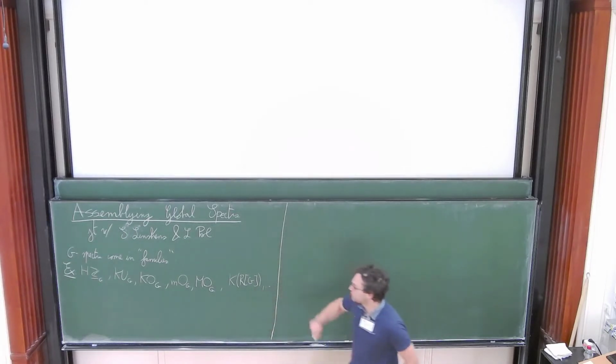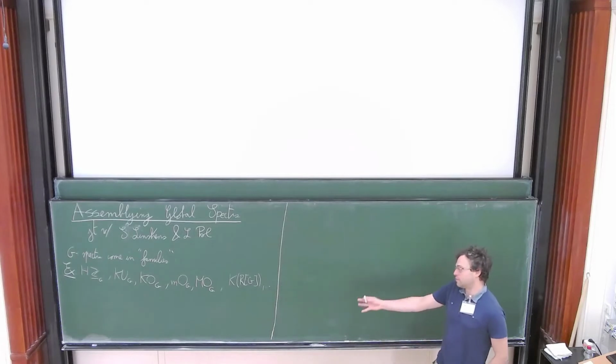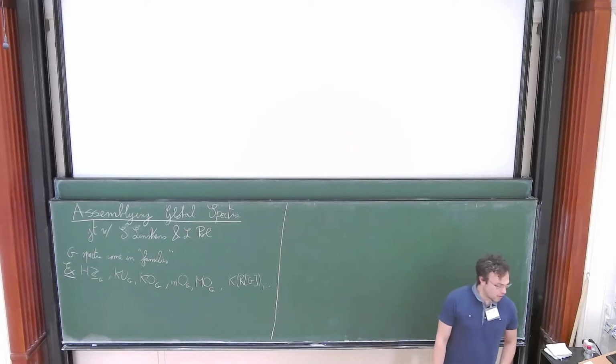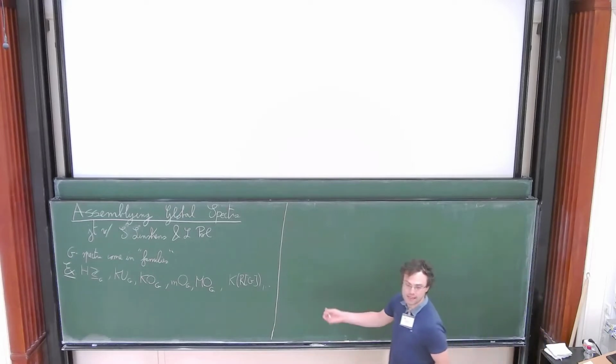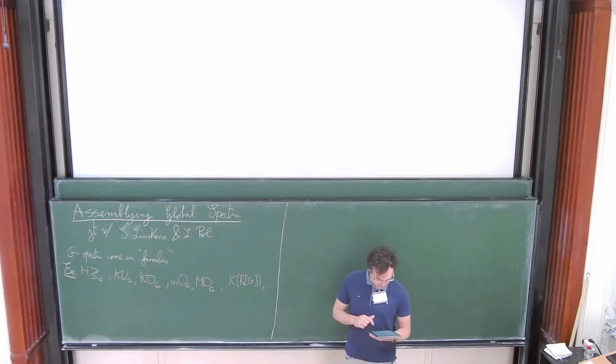And so, as you can see, we have a lot of examples of stable homotopy objects that are somehow varying in the group. And the global spectrum is a way of making precise what this gadget should be.